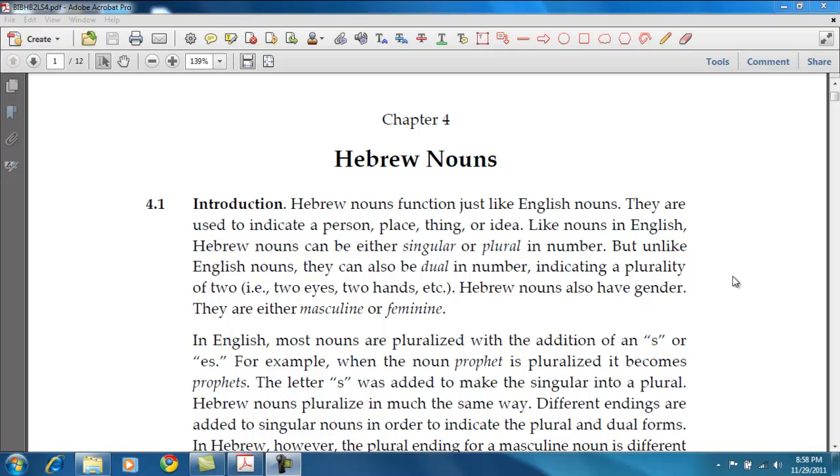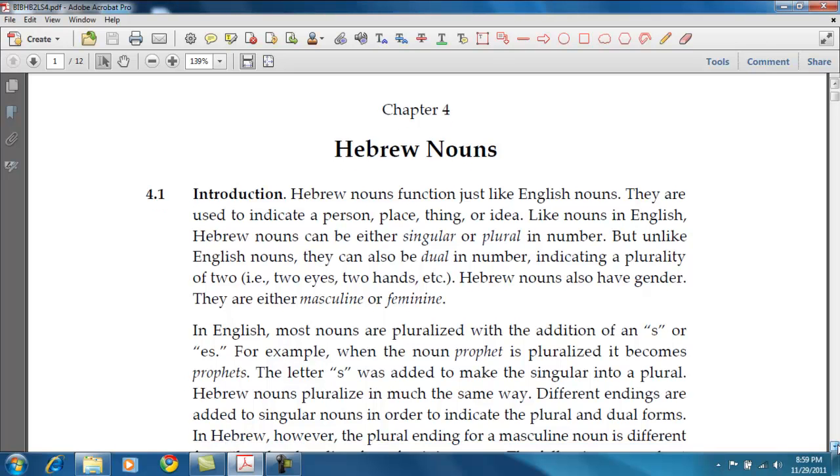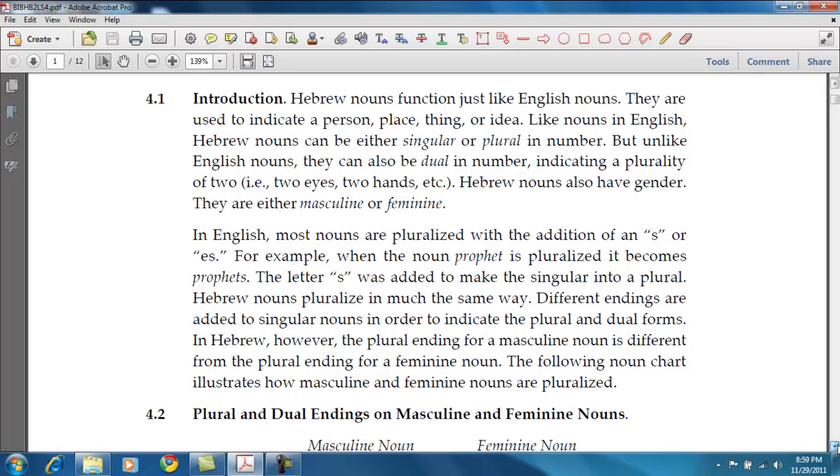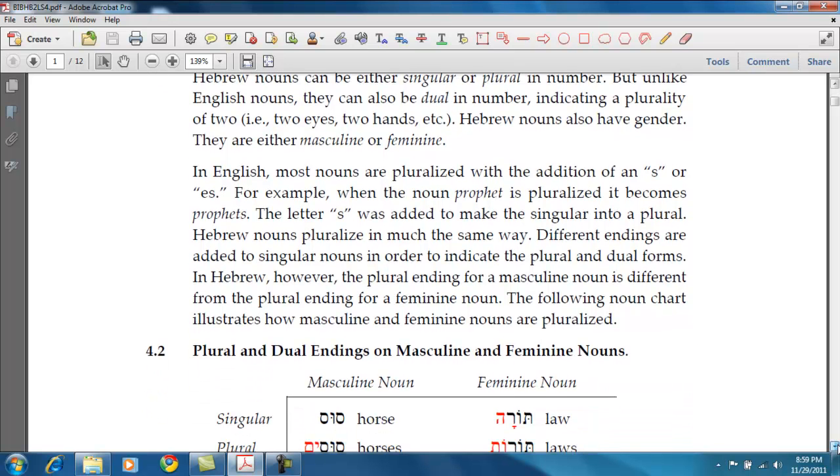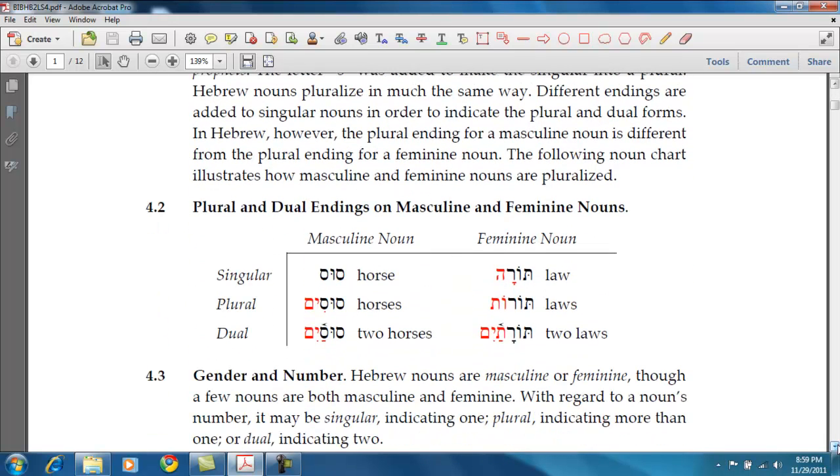In English, most nouns are pluralized with the addition of an S or an ES. When the noun prophet is pluralized, it becomes prophets. The letter S was added to make the singular into a plural. Hebrew nouns pluralize much in the same way, but they have different endings that are added to singular nouns to indicate plural or dual forms, and we'll get into that in just a few minutes. They do make a distinction between feminine and masculine endings too. So let's get into the plural and dual endings of masculine and feminine nouns.